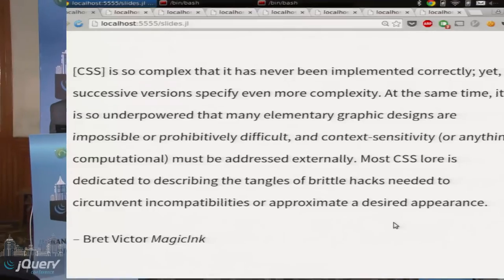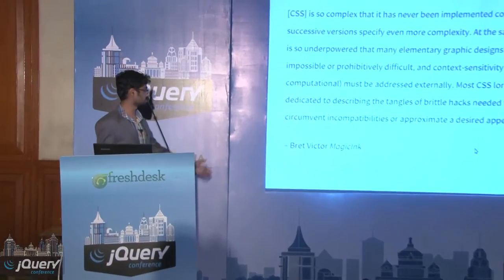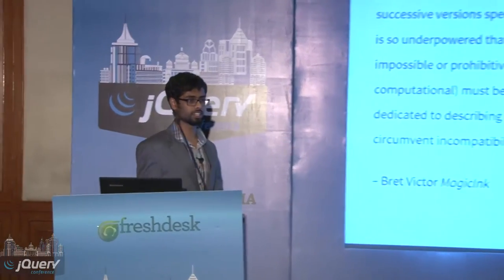So this is a quote from Magic Ink, an essay by Bret Victor. He says that CSS is so complex that it has never been implemented correctly. Yet successive versions specify even more complexity. At the same time, it's so underpowered that many elementary graphic designs are impossible or prohibitively difficult. Most CSS lore is about how to circumvent CSS's weirdness and stuff like that.